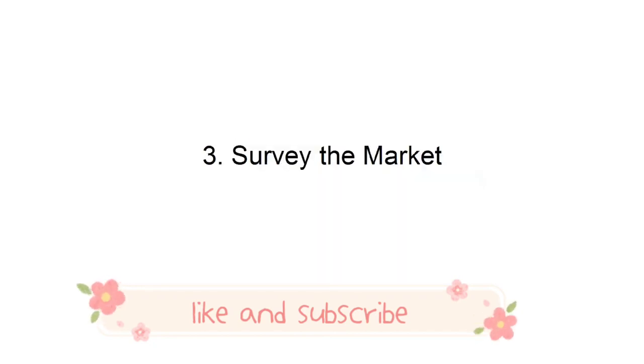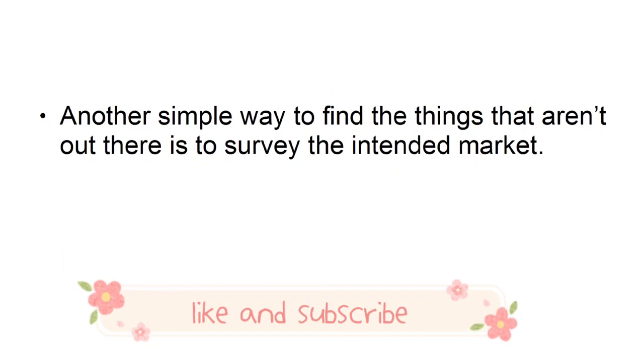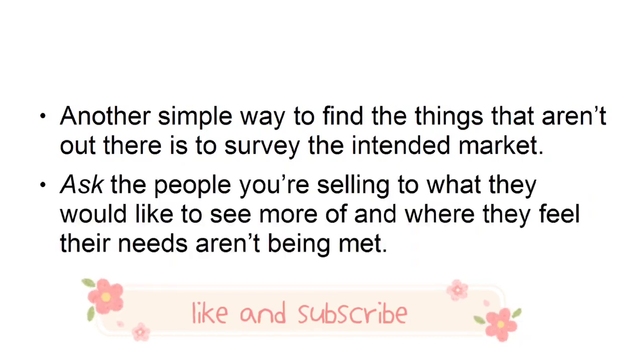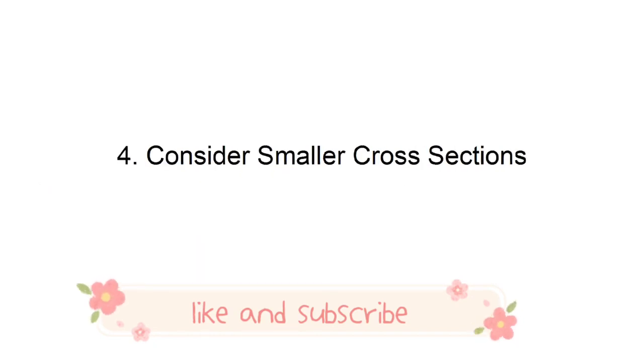3. Survey the market. Another simple way to find things that aren't out there is to survey the intended market. In other words, ask the people you're selling to what they would like to see more of and where they feel their needs aren't being met. 4. Consider smaller cross-sections.